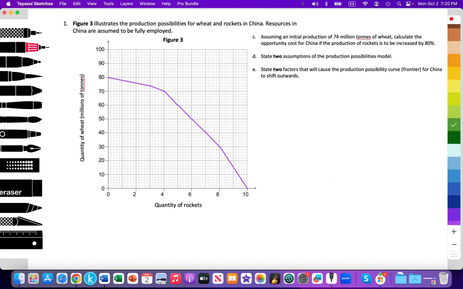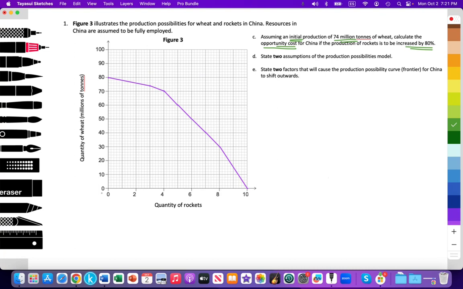I would encourage you that as you read questions, you underline some key points being made within the question. So here it says, assuming an initial production of 74 million, so this is going to be our starting point of wheat. Calculate, we've got to figure out what's the opportunity cost for China if the production of rockets is to be increased by 80%. So let's first identify this initial production point, 74 million tons of wheat.